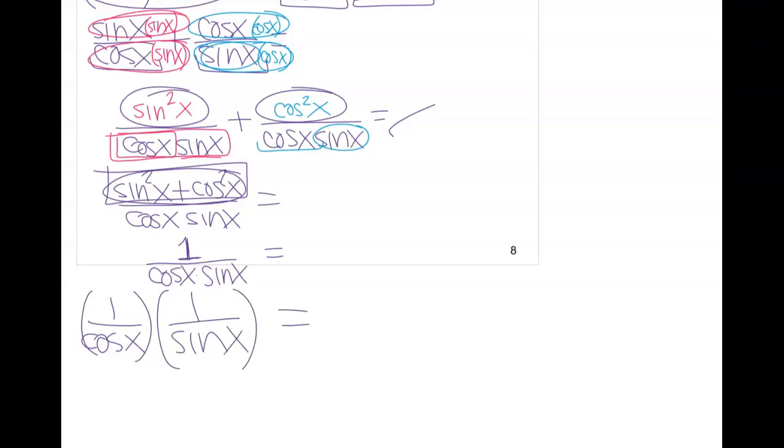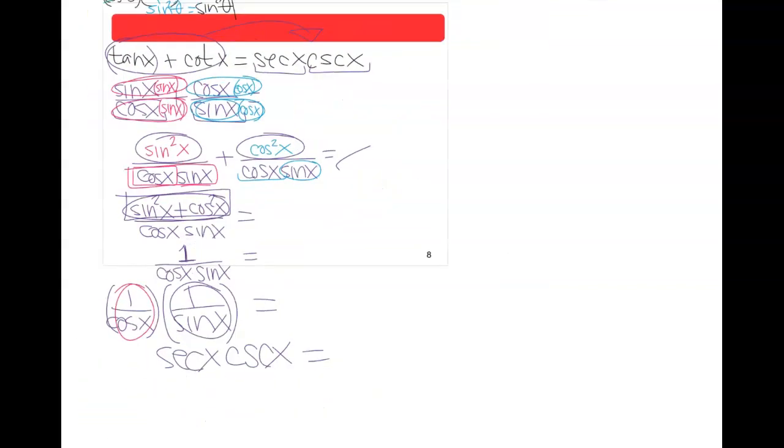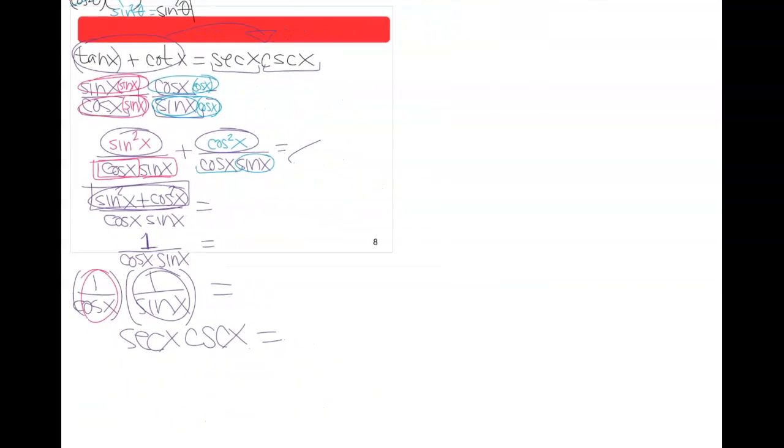And now by the reciprocal identities, we have that 1 over cosine is secant, and 1 over sine is cosecant. And so that is exactly where we were trying to get, what we were trying to verify, I should say. And that's what we have here.